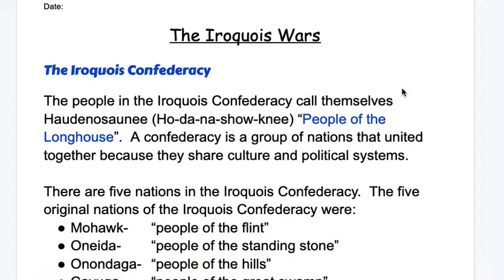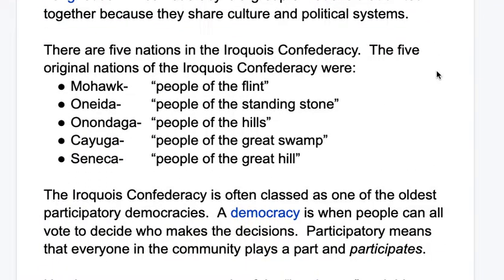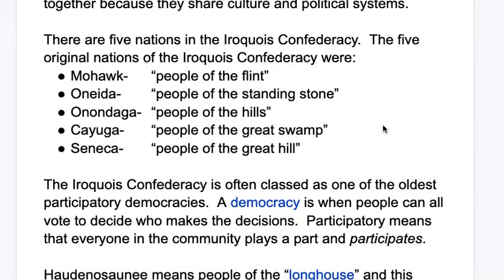The Iroquois Wars, the Iroquois Confederacy. The people in the Iroquois Confederacy called themselves the Haudenosaunee, people of the Longhouse. A confederacy is a group of nations that united together because they share culture and political systems. There are 5 nations in the Iroquois Confederacy. The 5 original nations of the Iroquois Confederacy were Mohawk, people of the Flint; Oneida, people of the Standing Stone; Onondaga, people of the Hills; Cayuga, people of the Great Swamp; and Seneca, people of the Great Hill.